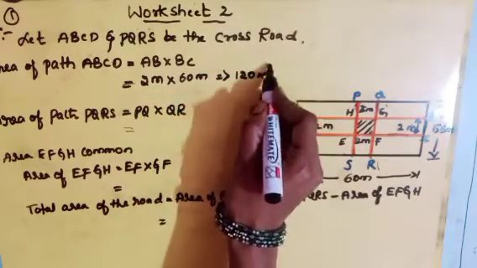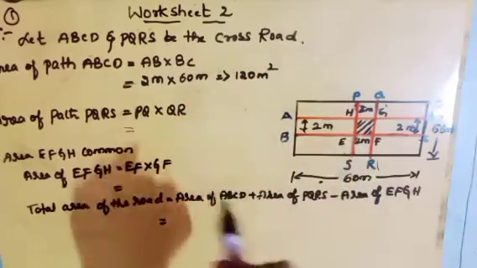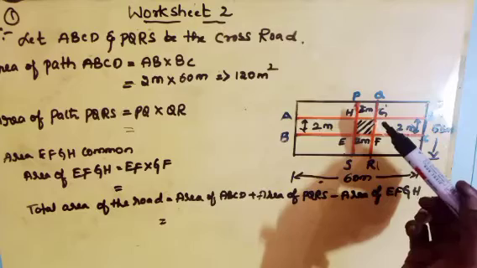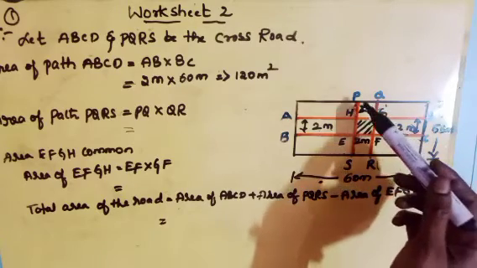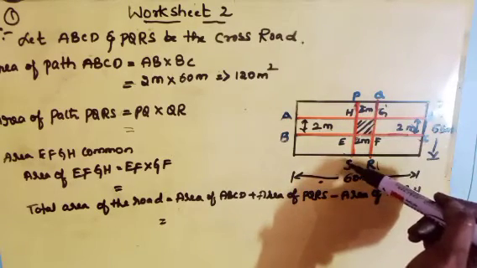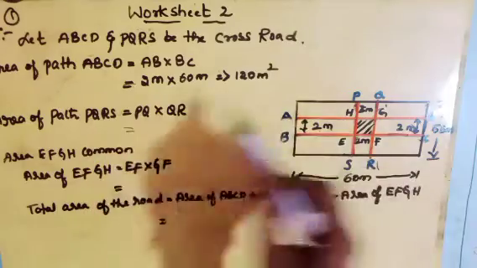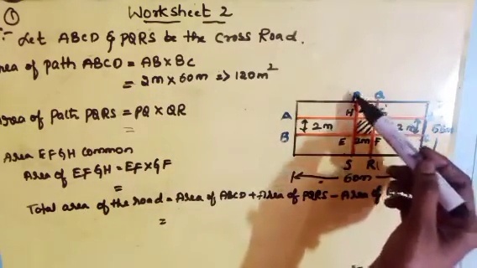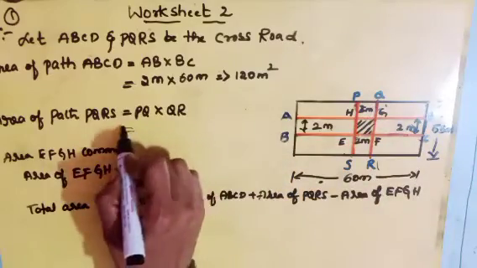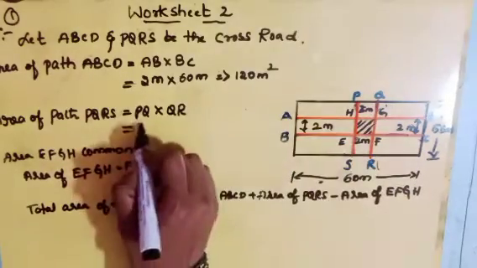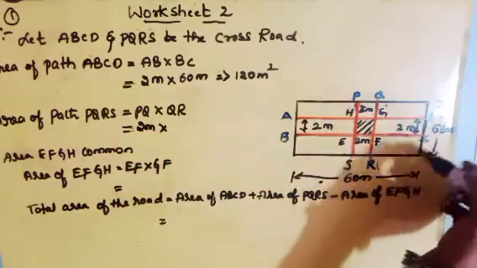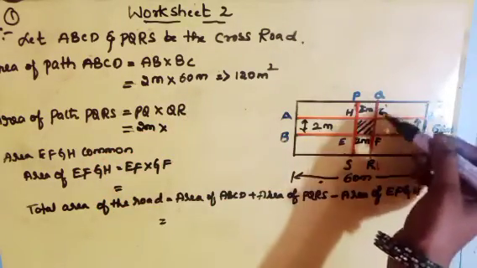Next, let us find the area of the path PQRS, that is PQ into QR. The value of PQ is 2 meter, the width of the path, into QR. QR is parallel to the breadth. So what will the value of QR be?